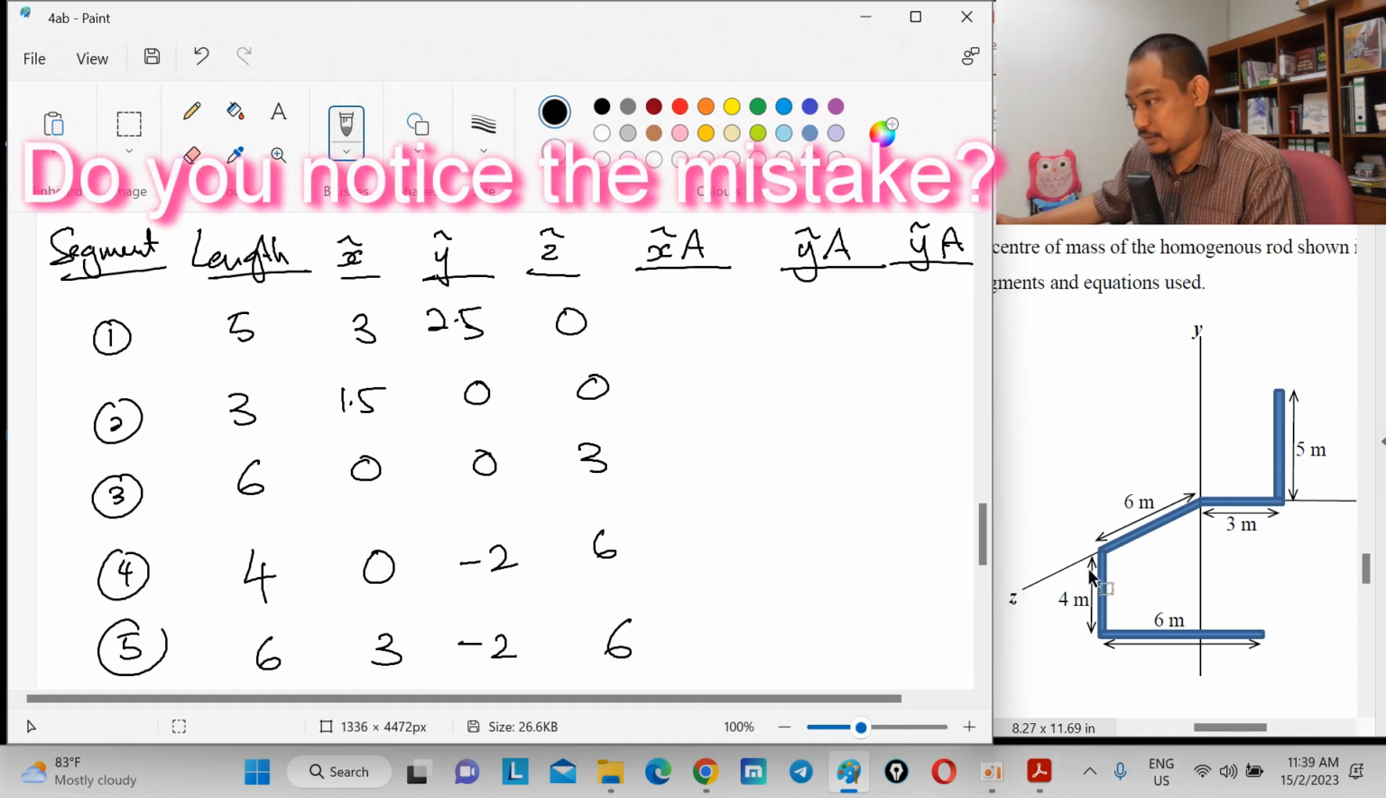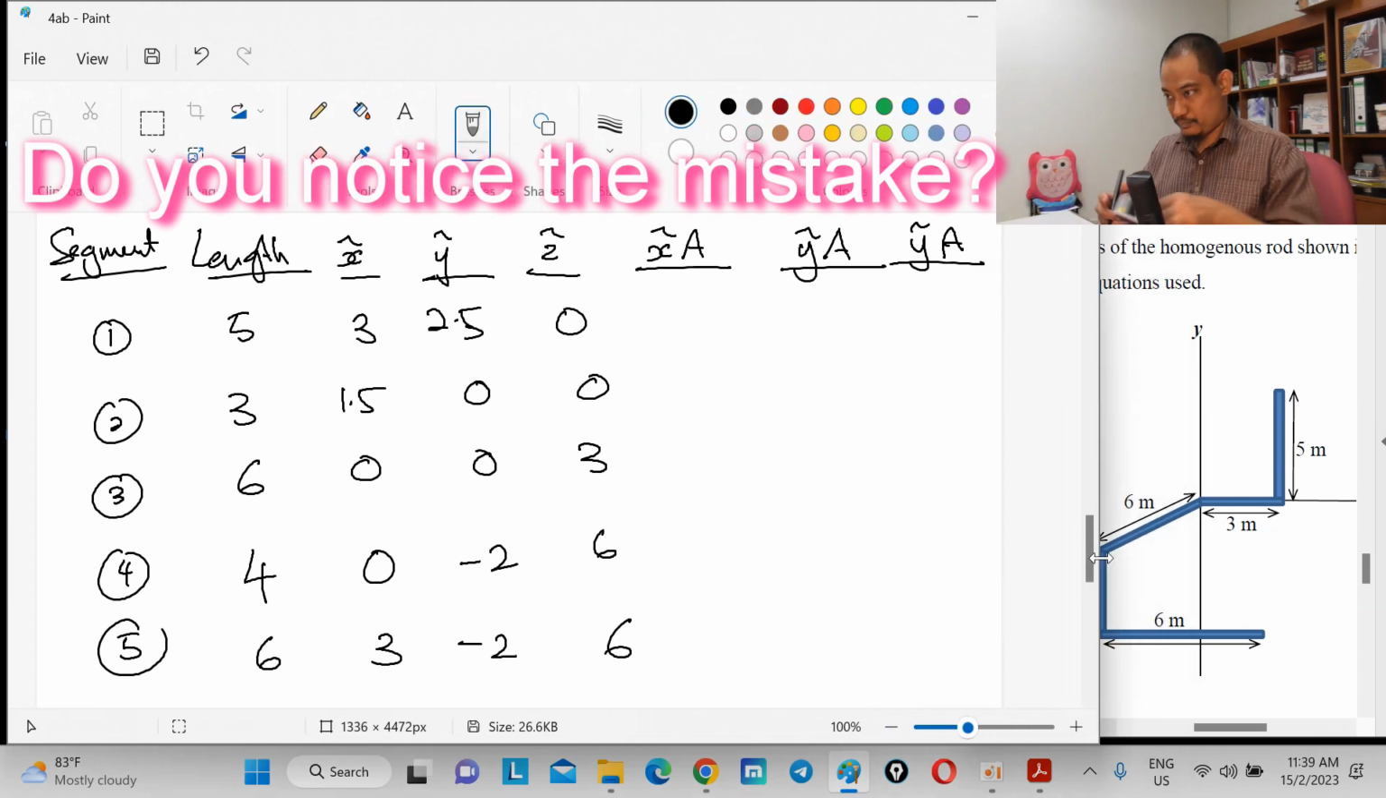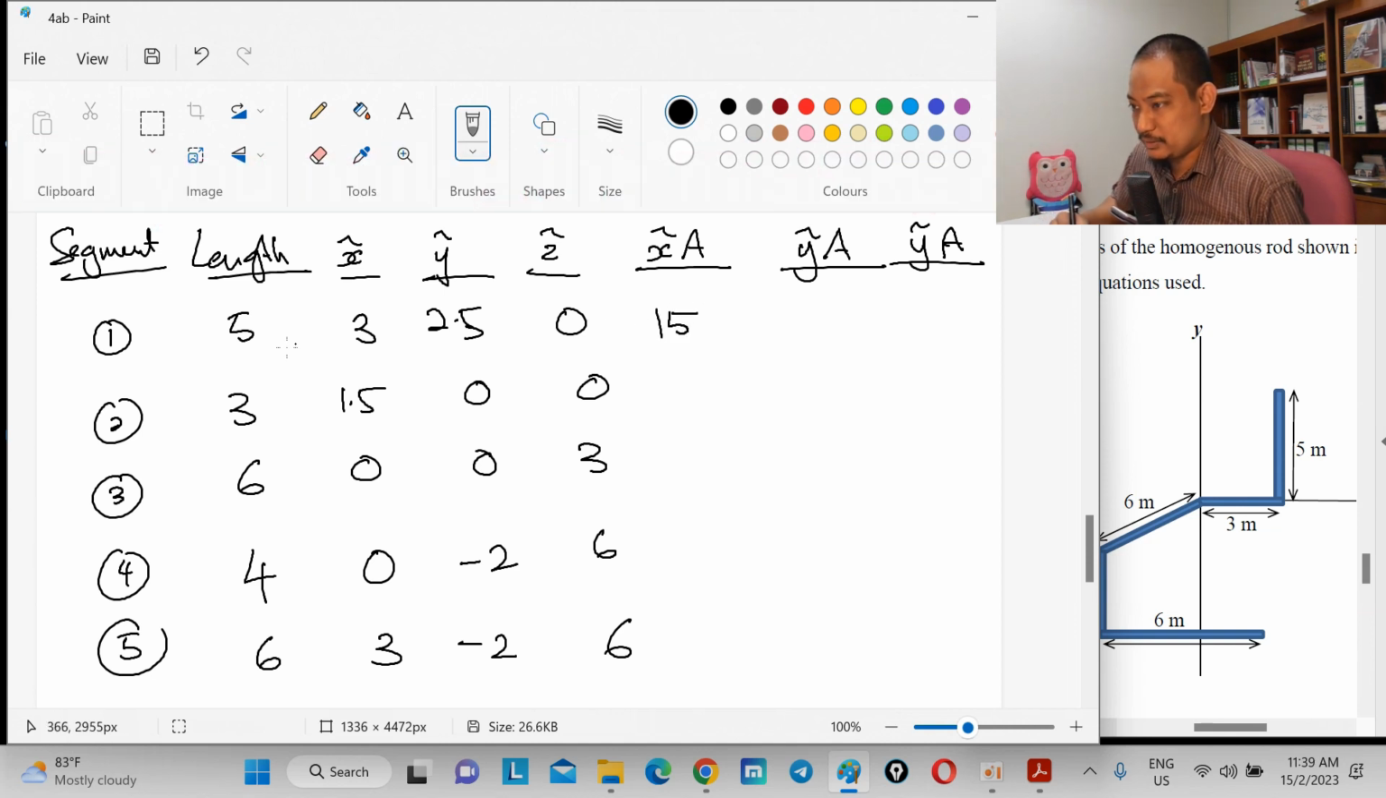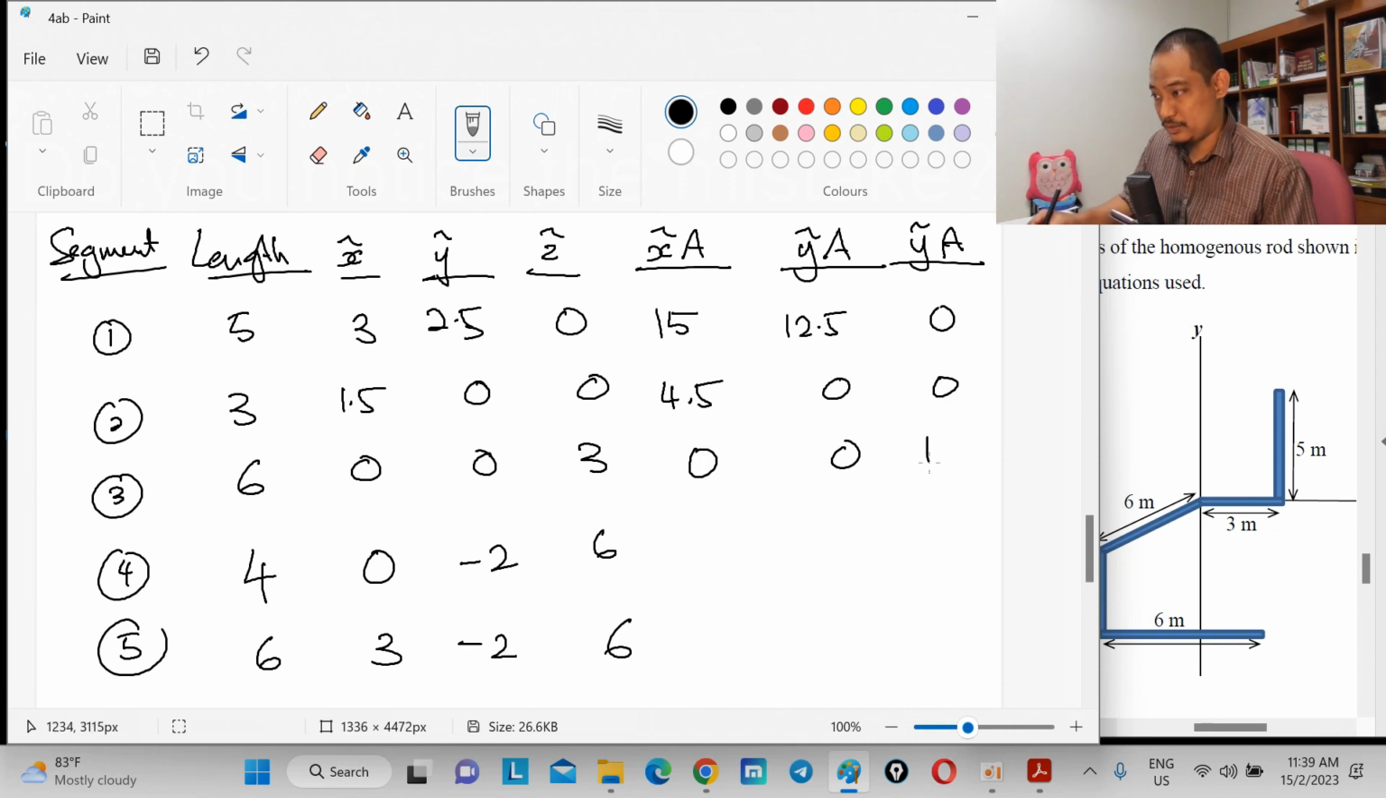Okay, so if we just do the calculation. Okay, 5 times 3 is 15. 5 times 3, 5 times 2.5 is 12.5. 0. This is 4.5. 0, 18. 0 minus 8, 24. 18, minus 12, 36.